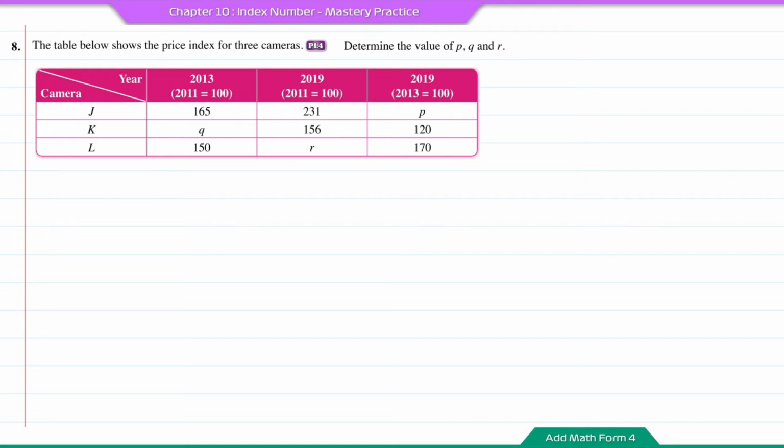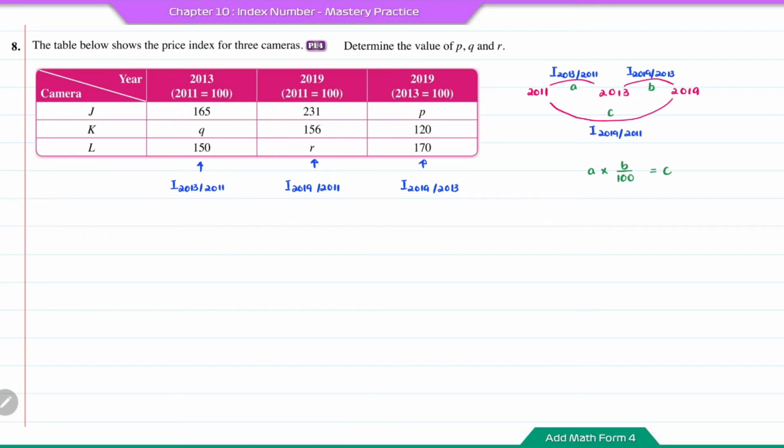Question number 8. The table below shows the price index for three cameras. Determine the value of P, Q, and R. Based on the information in the table, this column is the index number in the year 2013 based on 2011. This column is the index number in the year 2019 based on 2011. And the last column is the index number in the year 2019 based on 2013. So here we can find the values of P, Q, and R using the SMILE method.